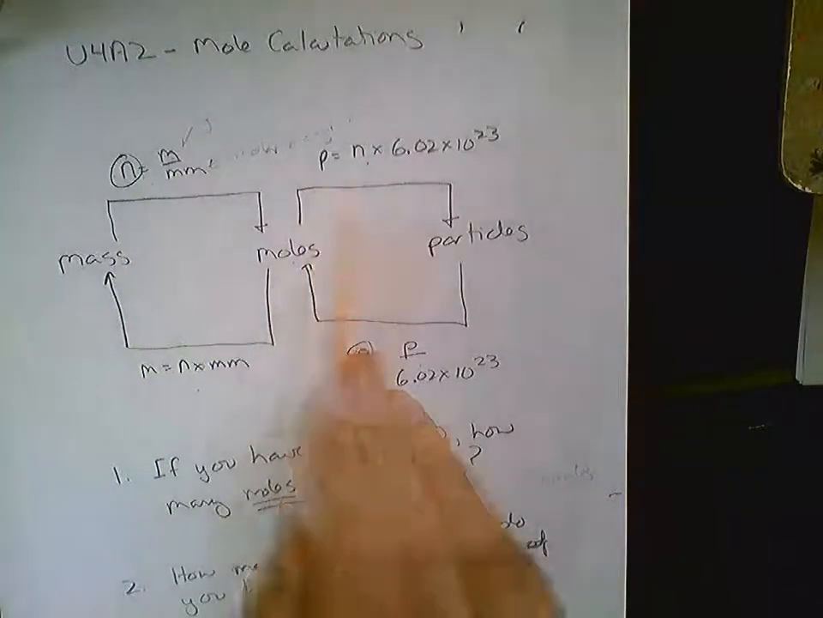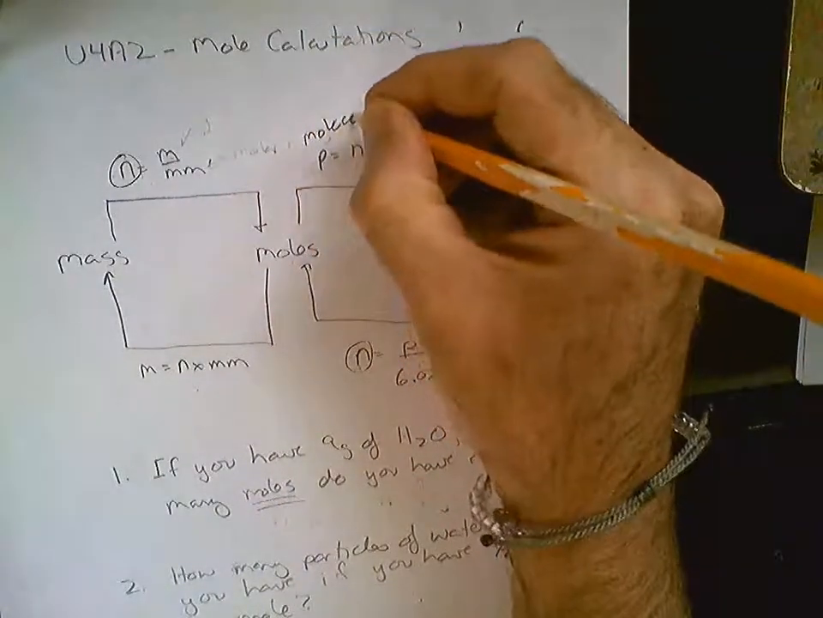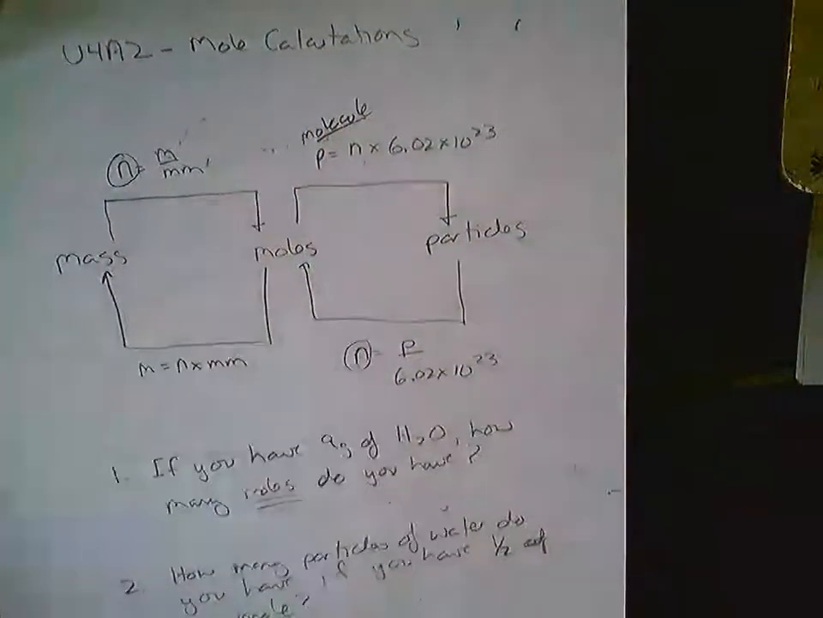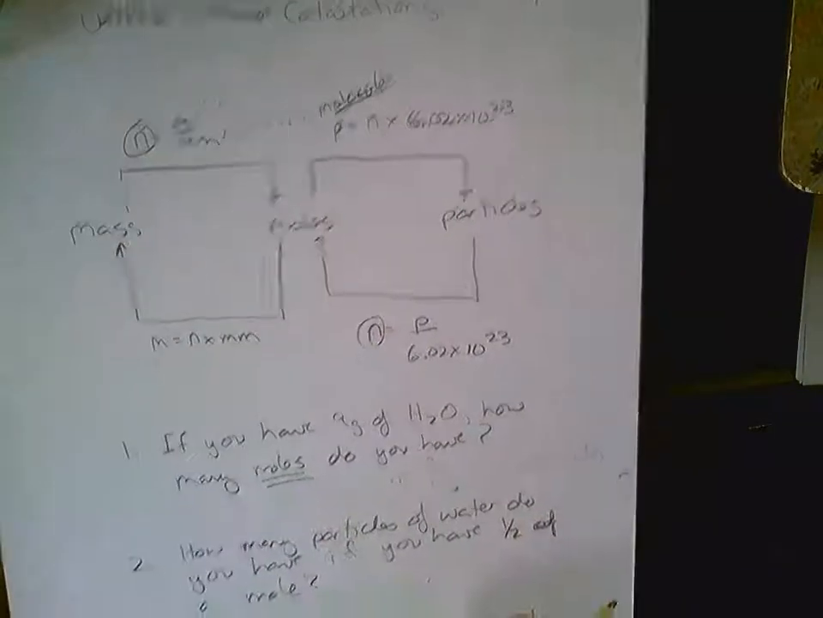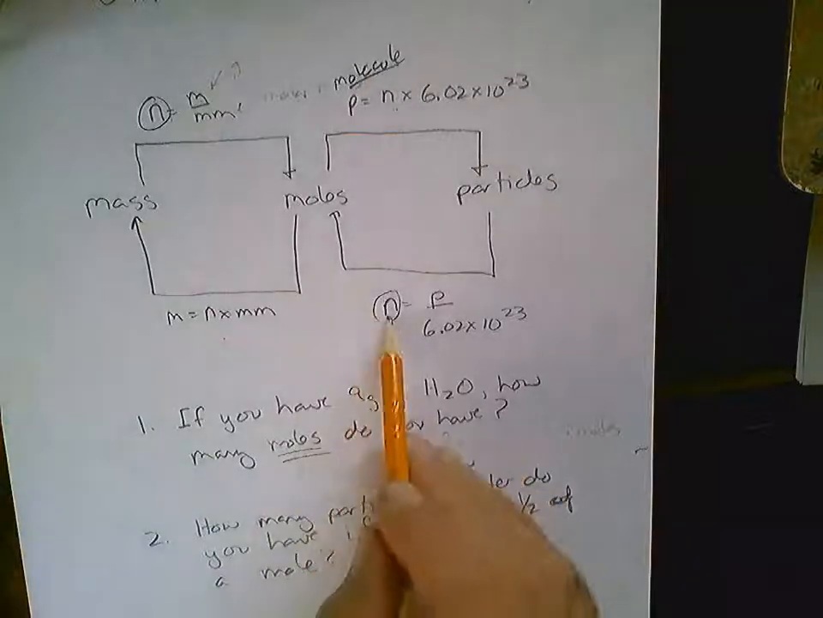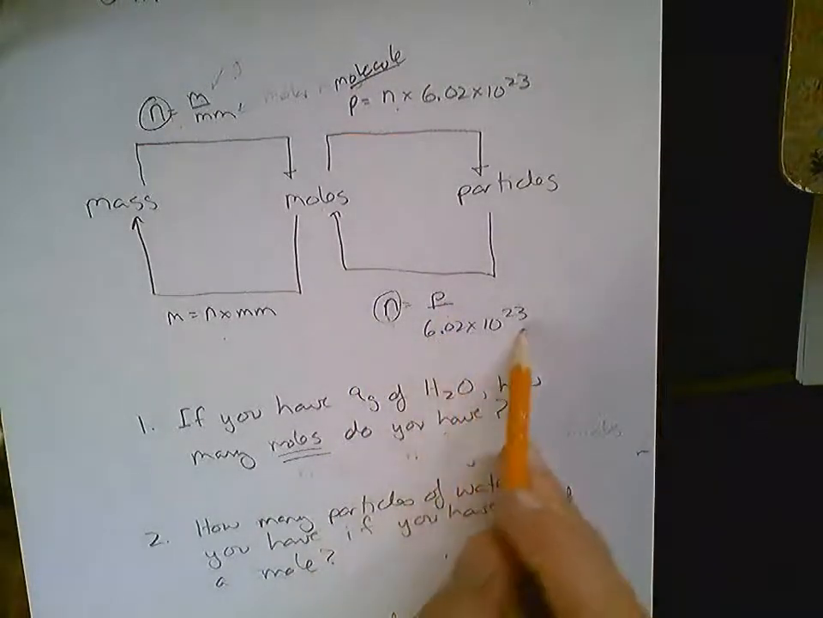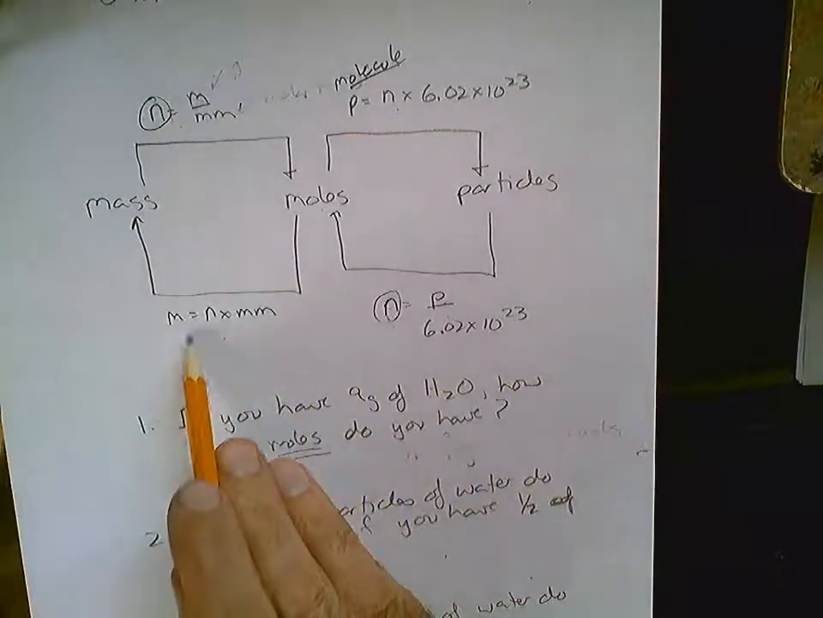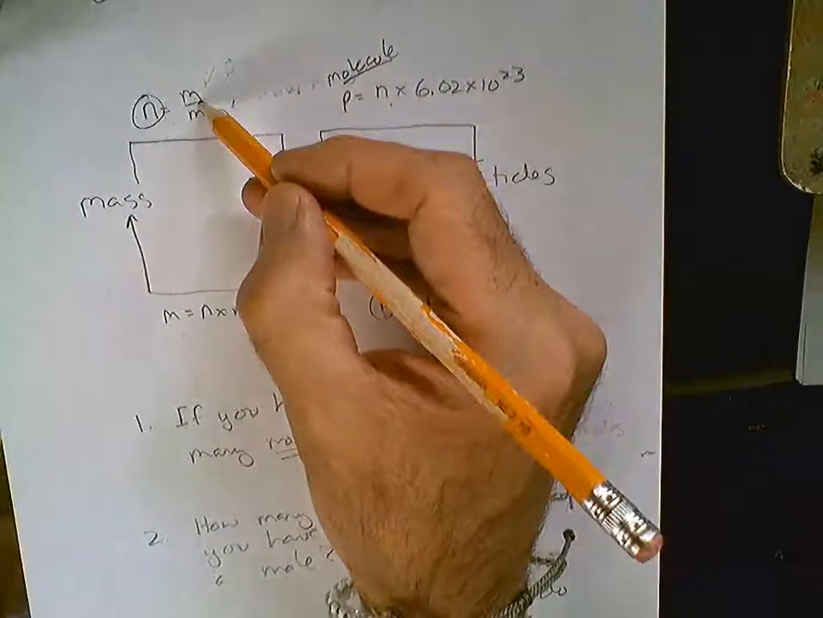Particles, which can be molecules. So a particle can be anything, but in chemistry it's usually an atom or a molecule, equals moles times 6.02 times 10 to the 23. Moles equals particles, which could be molecules, over 6.02 times 10 to the 23, and mass equals moles times molar mass. Don't forget, mass has to be given to you.